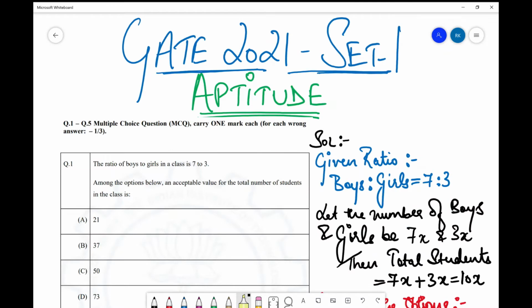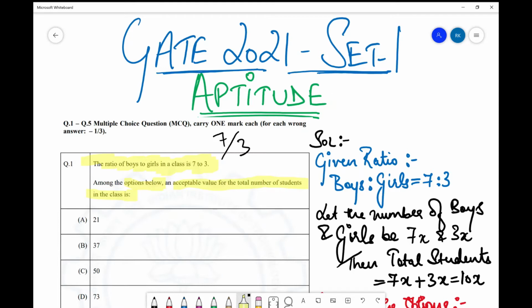So let's quickly read the question first and let's see how we solve this. So the question says the ratio of boys to girls in class is 7:3. So the given ratio is 7:3. We can write it simply as 7/3. Okay. Then among the options below, an acceptable value for the total number of students in the class is.